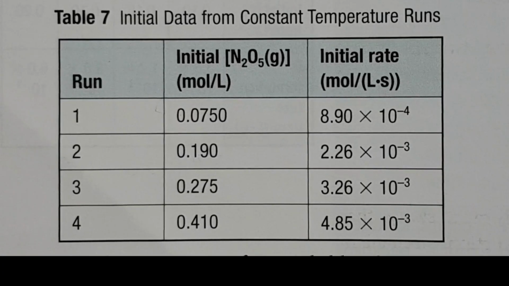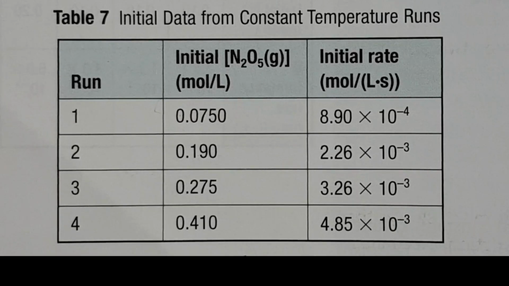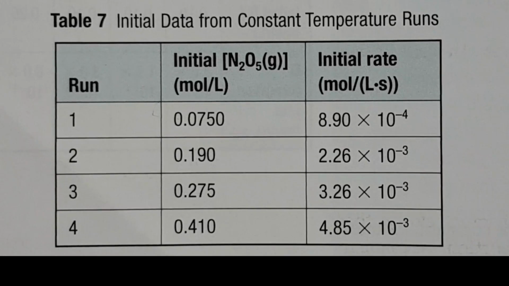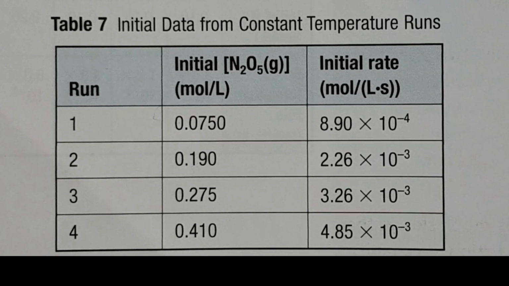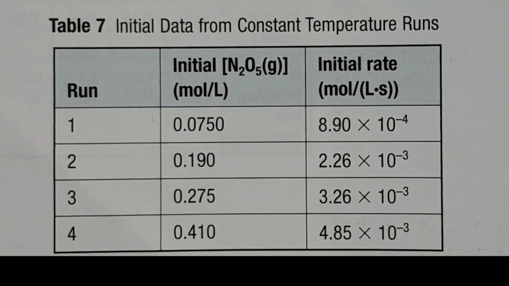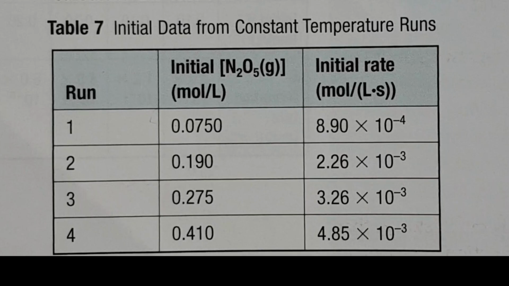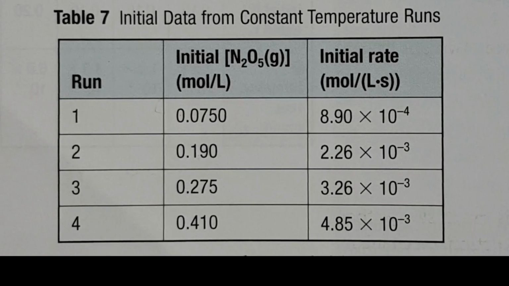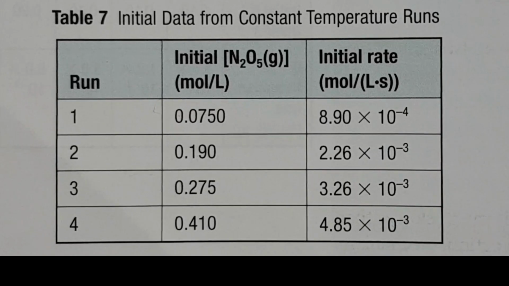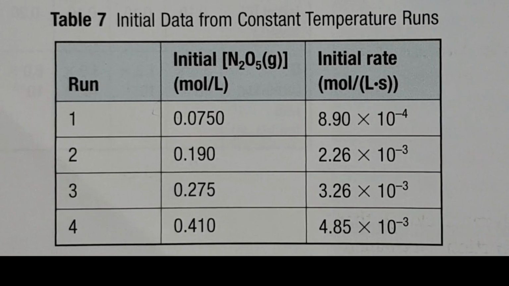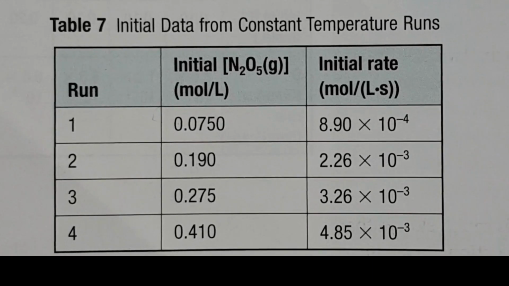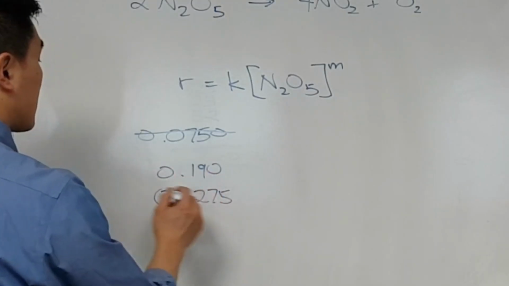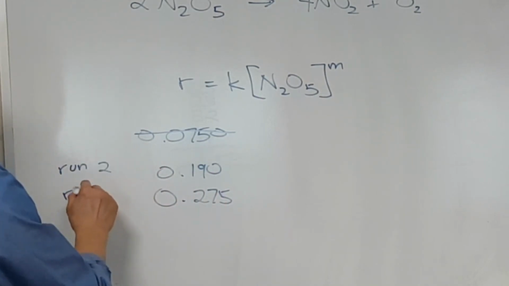Now, if we look at run number 1 and run number 2, we could use that. If we use run number 2 and run number 3, we could also use that. You could pick any of them to find your answer. So it doesn't matter which one? No, because you should get the same answer regardless of which runs you chose to determine your rate law equation. But which one would you suggest? I would not use run number 1. I would use the 0.190 and 0.275? and 0.05. This is run 2. This is run 3. Okay.